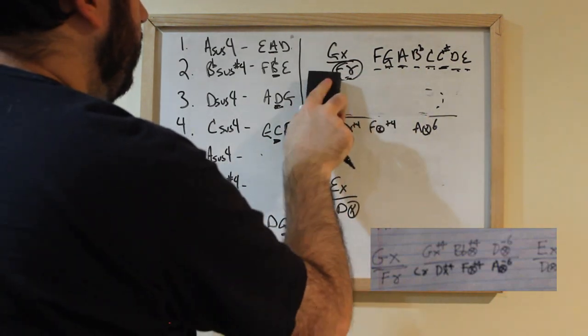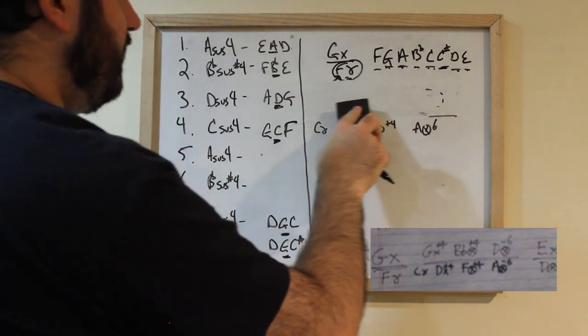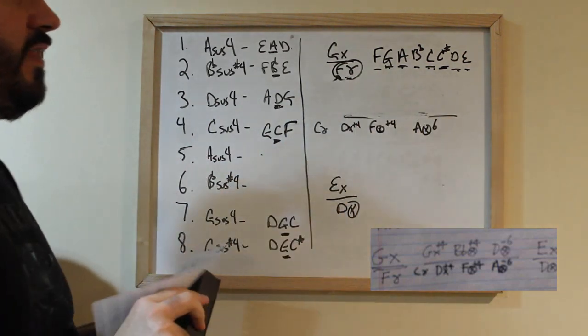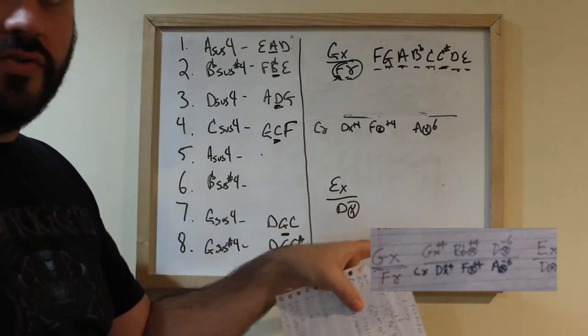Now we have here another alternate set of scales underneath that. Once again, I think these are also alternate choices that you can use.